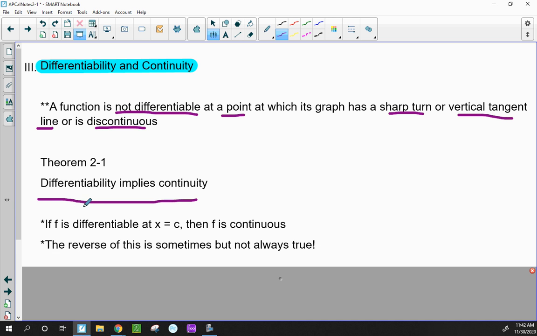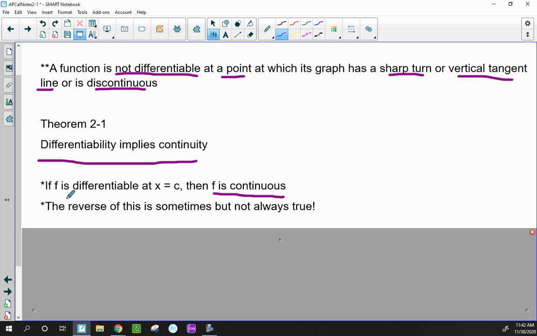So if f is differentiable at x equals c, and c can be any number, in other words, if I give you a function and you know, oh, okay, I can find the derivative of that at x equals some number, then that means that f is continuous, guaranteed.